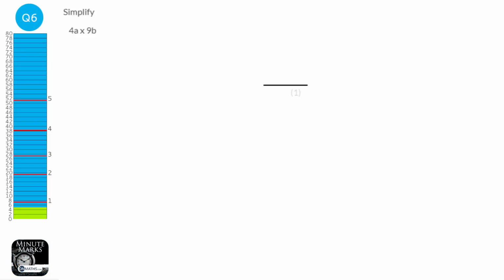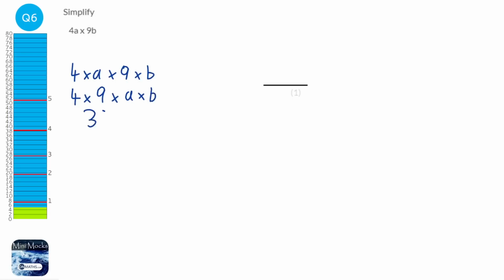When a number is next to a letter, we actually have a times sign there. So I'm going to rewrite this question as 4 times A times 9 times B. What I'm going to do is put the numbers together. So 4 times 9 and then put the letters at the end. Now 4 times 9 is 36. So it would be 36 times A times B, and in algebra we don't put the times signs, so it's 36AB.